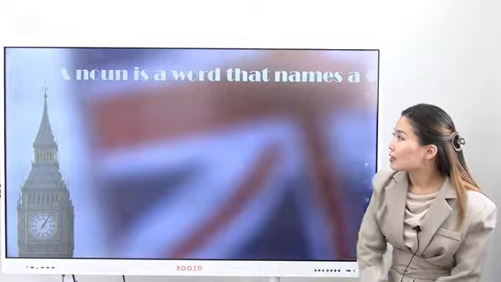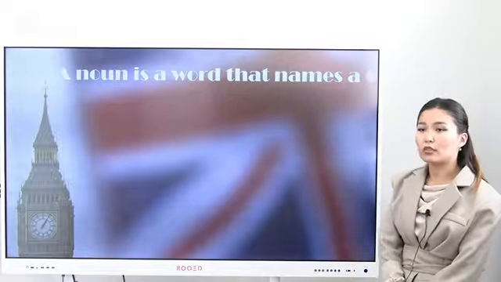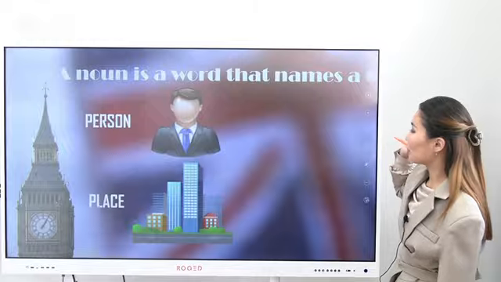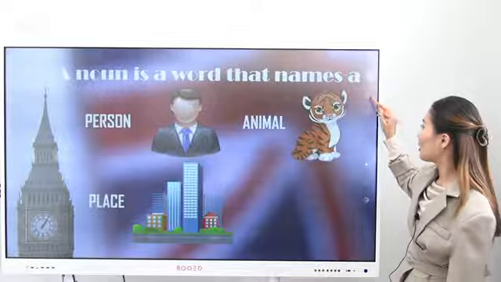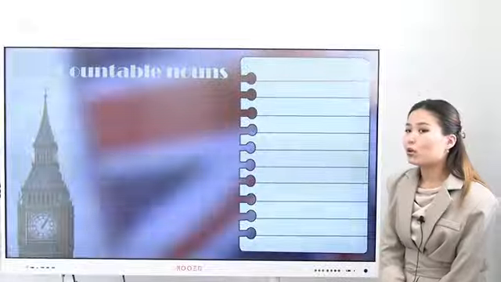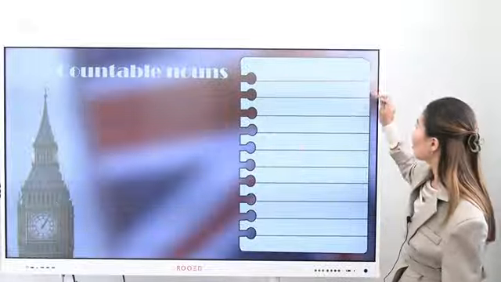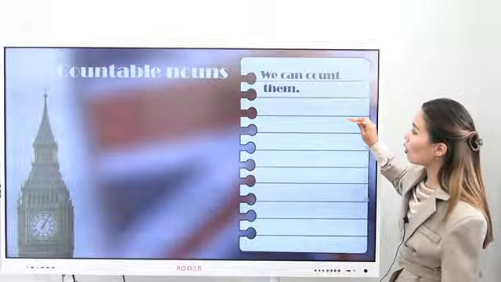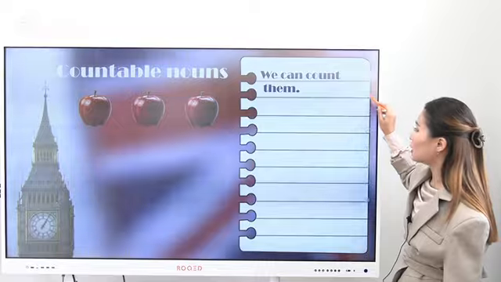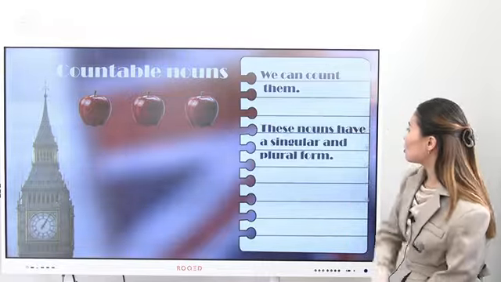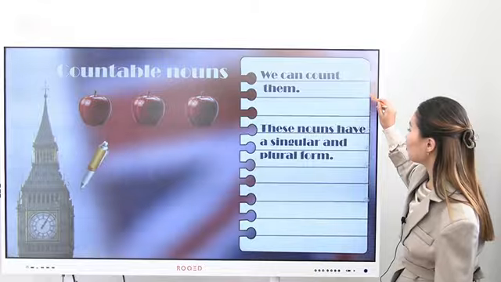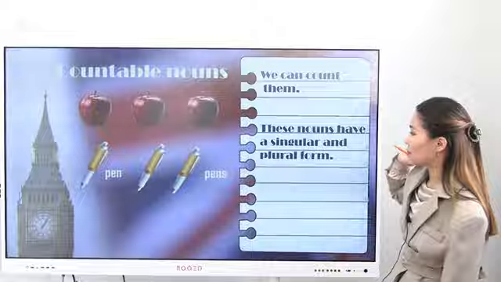Okay. Let's start our lesson. A noun is a word that names a person, place, animal, and thing. Countable nouns, we can count them. For example, 1, 2, 3, 3 apples. And these nouns have singular and plural form. For example, pen and pens.